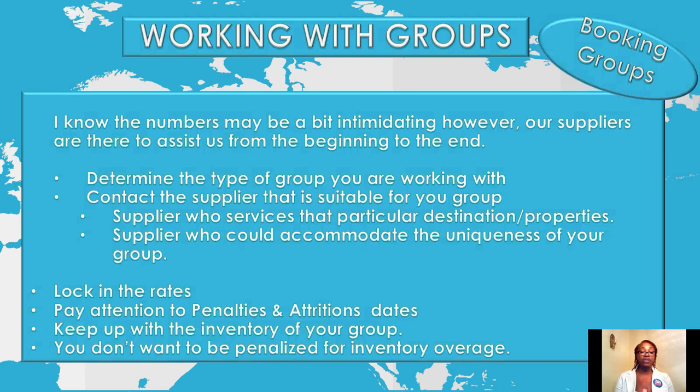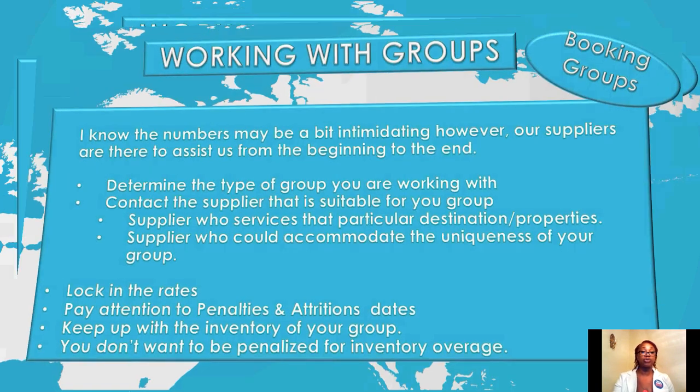And then, of course, you naturally lock in the rates and pay attention to penalties and the attrition dates, because if you miss them, you can jeopardize your group, and you don't want to do that, okay? Make sure that you keep up with your inventory. If you have group cabins allotted, you want to make sure that you keep up with them. Try not to do any to be announced, to be discussed names. You want to make sure that you have all the names that is on their passports. You want to make sure that you do all of those things to maintain your group, okay?